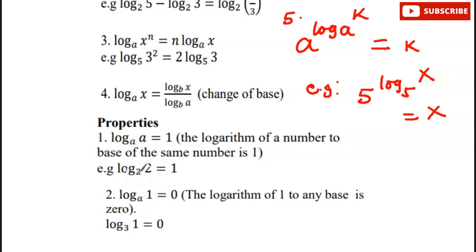So log 2 to the base 2 is 1. The second one, log 1 to any base is equal to 0. So an example is log 1 to base 3. You can also have log 1 to the base 1000. This is still 0.